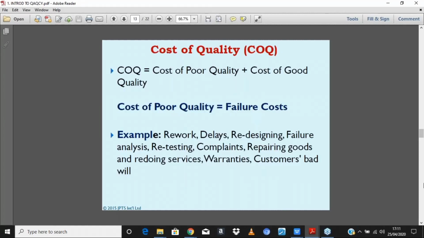Now, the cost of quality, we're still examining quality, and we said the cost of quality is equal to the cost of poor quality plus the cost of good quality. These two costs must come together for you to be able to measure the quality that you have. So why should we add poor quality and good quality to know the value of quality one has?